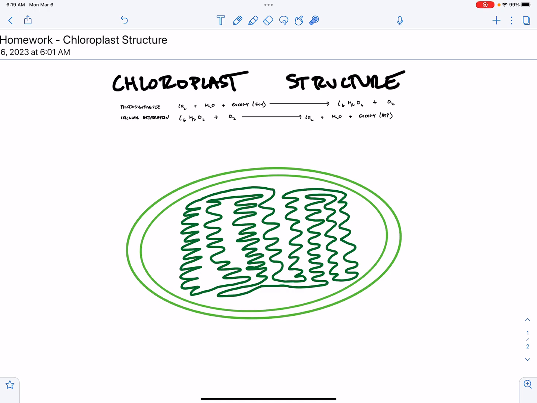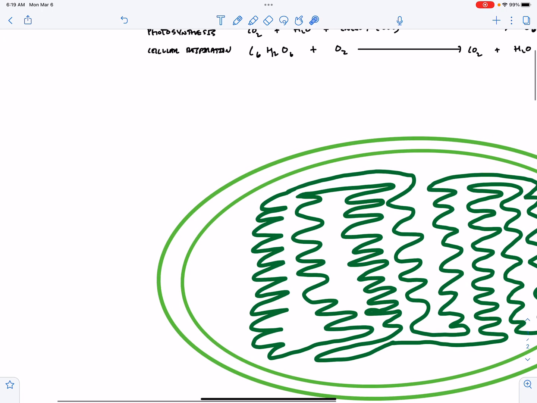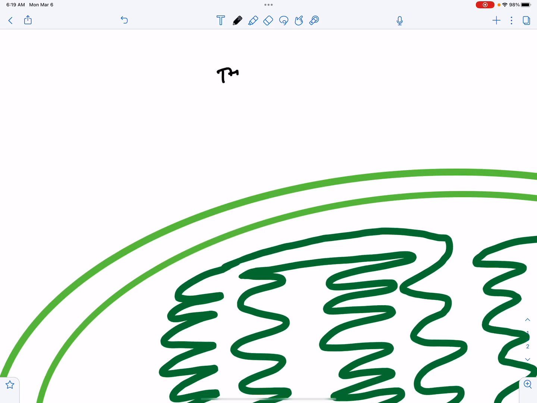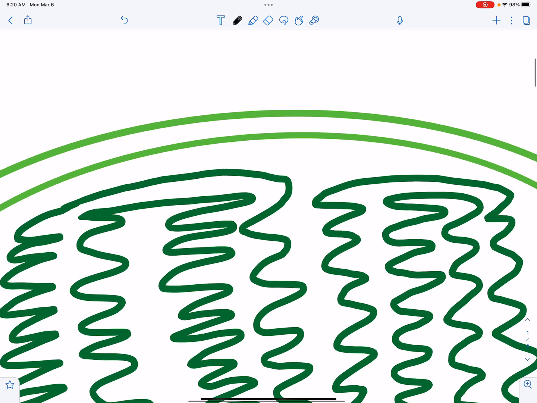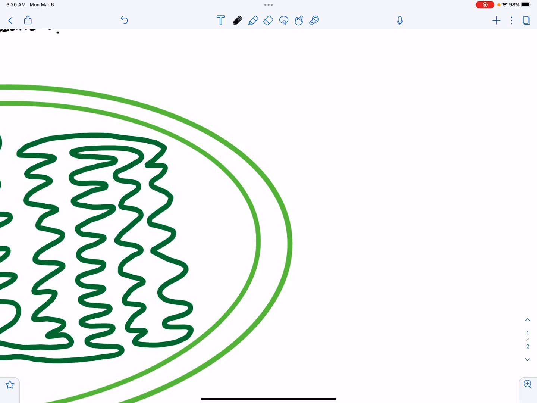Okay, so let's get right down to it. So the chloroplast is actually a triple membrane system. It's composed of 3 lipid bilayers. Incredible. So the outermost lipid bilayer is shockingly called the outer membrane.